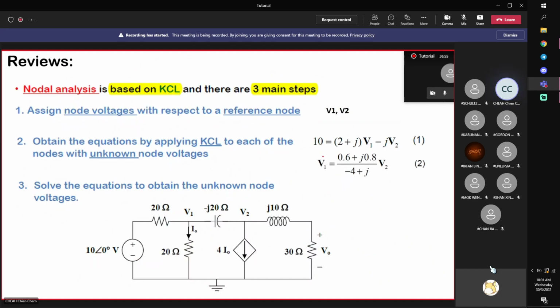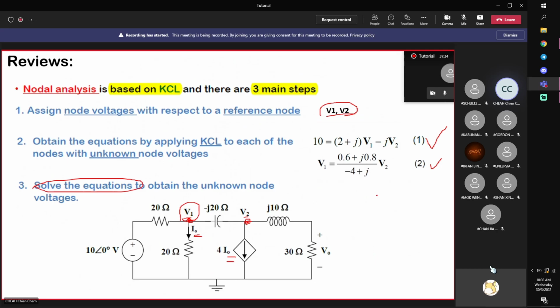So this is what we have done so far. We want to use nodal analysis to find V1, V2. We assign node voltages V1, V2. We take KCL at node 1, we write down equation 1. We take KCL at node 2, we write down equation 2. If there are any variables not in terms of V1, V2, relate them to the node voltages, because you only want the equations with V1 and V2 only. Then you solve the equations using any methods that you know.